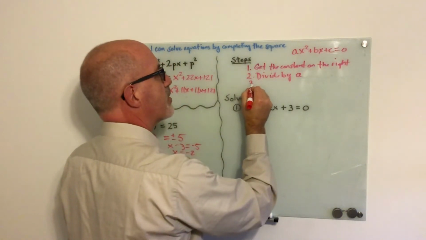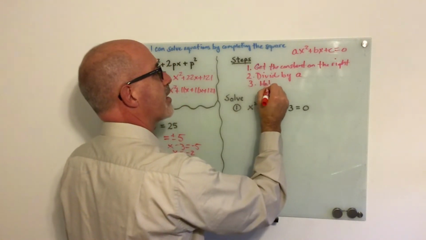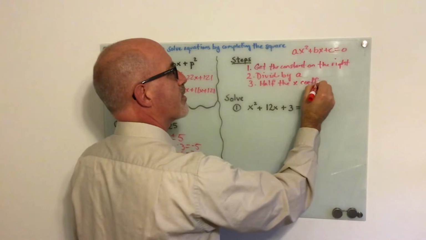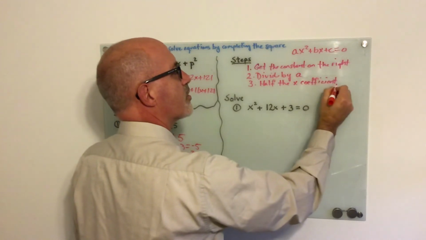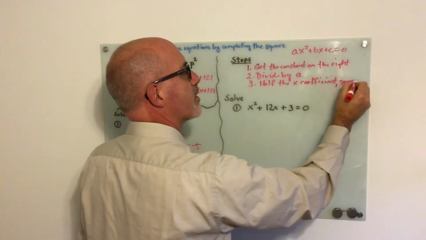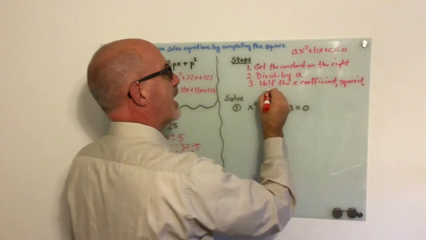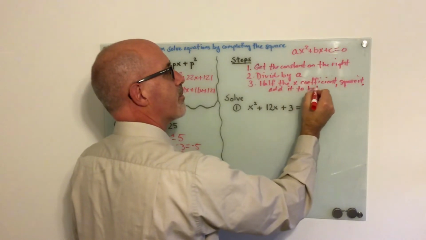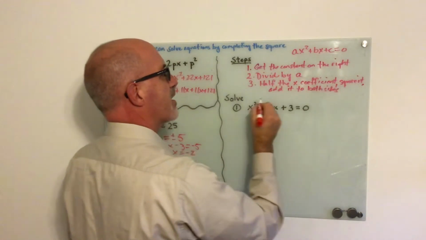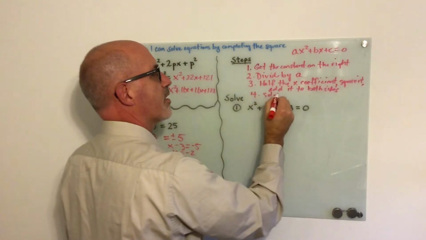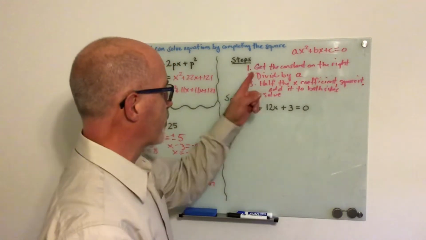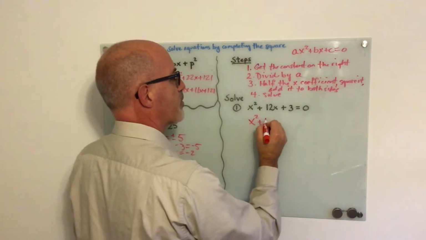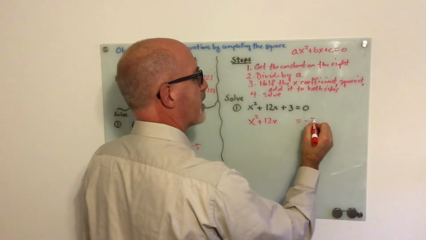Okay, the next step is you take half the x coefficient, square it, and add it to both sides. And then once you've done that, you solve. Okay, let me show you what I mean by that. So let's follow our steps. First step is to get the 3 on the other side. So I'm going to have x squared plus 12x, and I'm going to have a negative 3 on this side.